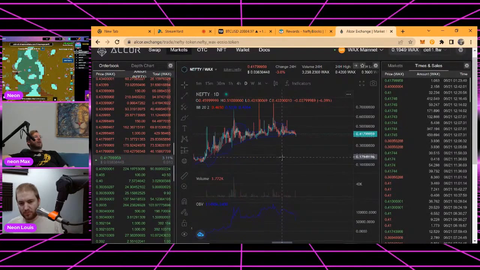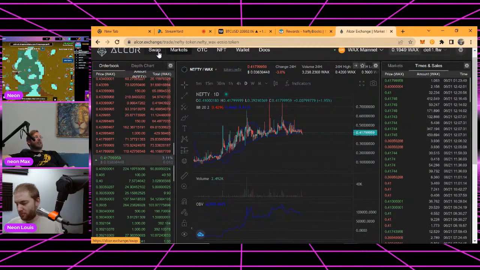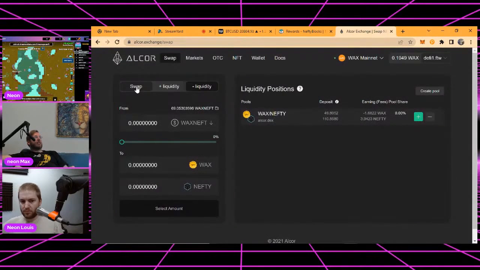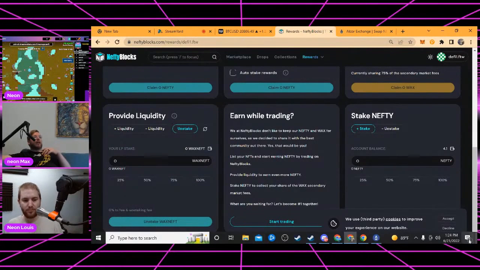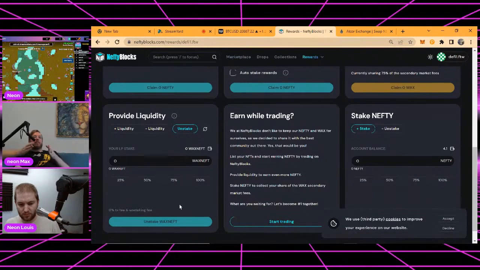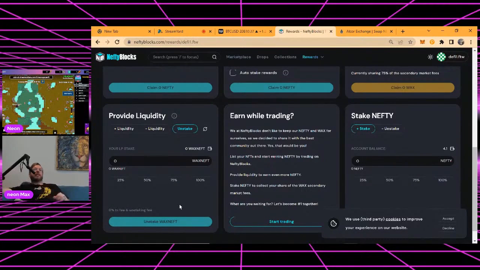Oh, on Alcor. The way I can see my liquidity here is if you go to the swap and then click minus liquidity, but you have to have unstaked the liquidity from here. So first thing we go unstake 100%. You see right now it's a 124. If you restake it before 2 p.m., you won't even miss any of your rewards. So if you're just trying to see what you have, you can easily do that.